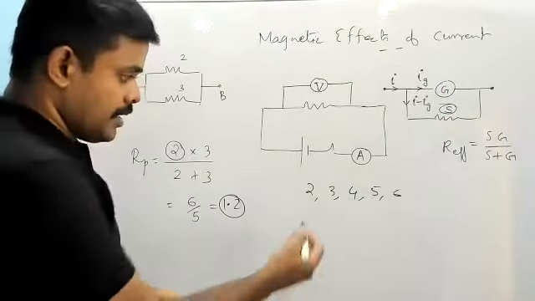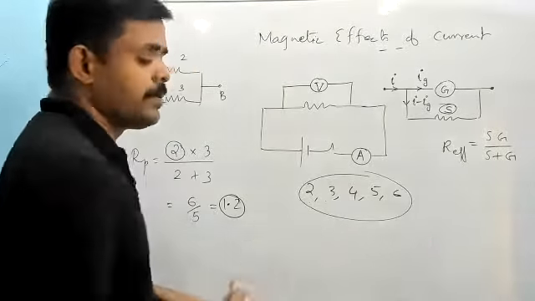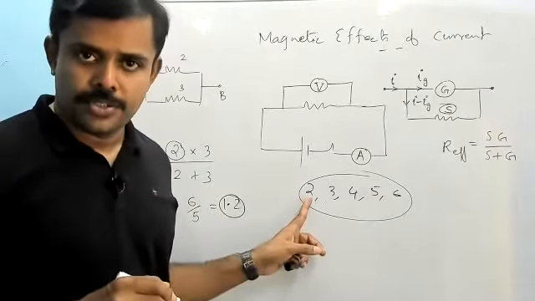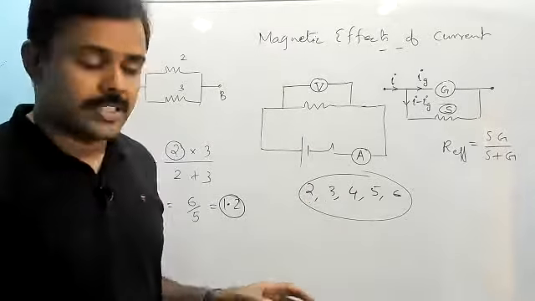Why? Look at this: 2, 3, 4, 5, 6. These resistors are connected in parallel. The effective will be less than 2. So when resistors are connected in parallel, that's a standard result. You check your notes, it is there.